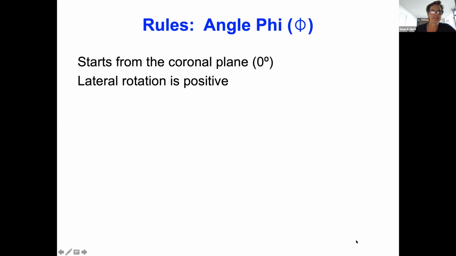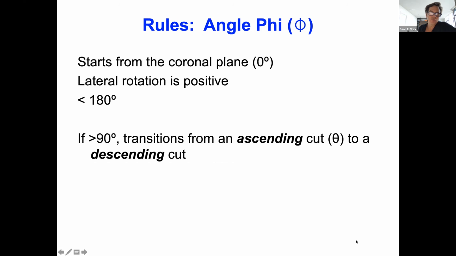So a few rules on angle phi. It starts from the coronal plane. It's defined with lateral rotation of the plane of the osteotomy as positive. It's always a number less than 180 degrees. If it's greater than 90 degrees, if that plane rotates around the tibia more than 90 degrees, that's where it transitions from being an ascending cut to a descending cut.